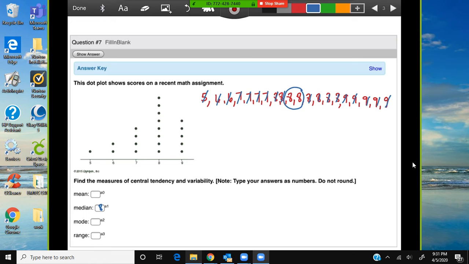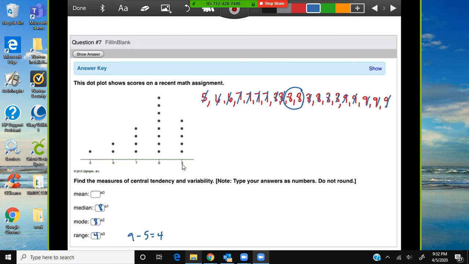Now the mode we know is the one that occurs the most often, or the highest one, which is going to be 8. And then the range is the difference between the biggest and the smallest. And we are not talking about the highest peak and the smallest peak. We want the highest score and the lowest score. So it's going to be 9 minus 5. And that is 4. So my range will be 4.